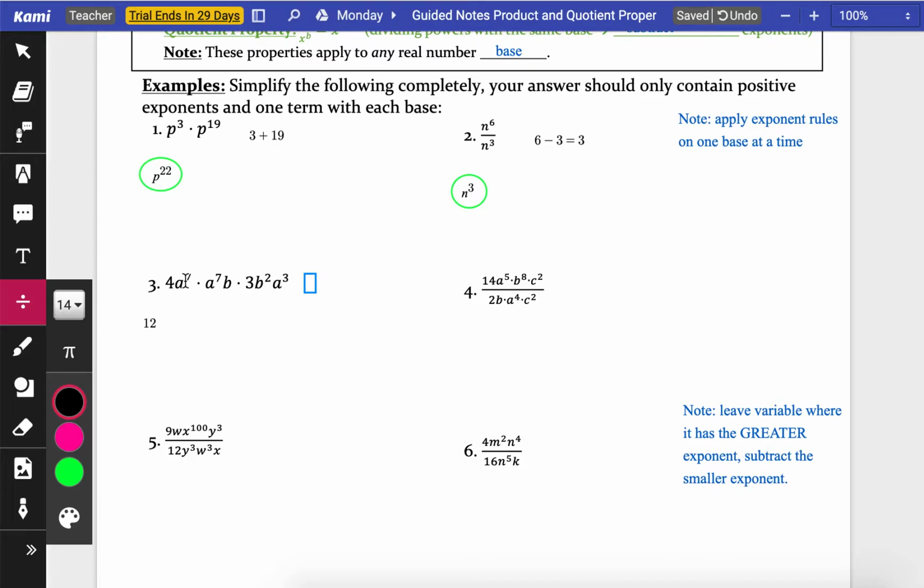I have a multiplied by itself 7 times, then 7 more times, and then 3 more times. So that's a total of 17 times, which means we have that coefficient of 12, 4 times 3, times a to the 17th power. And then we're going to look at b, and notice that we have b multiplied by itself once, just b here, and then b squared, so we have a total of 3 times.